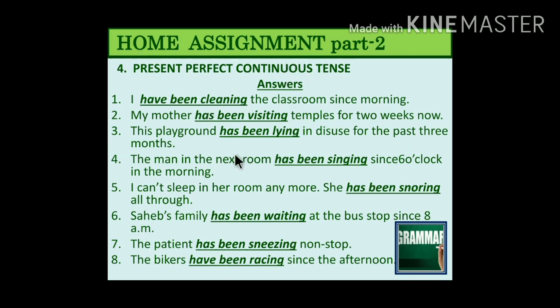So how are you going to implement these rules in solving your gap filling or editing questions? You are going to check the whole paragraph, exactly what type of tense has been used in the whole paragraph while doing the gap filling. That's the reason you have got the questions also in connectivity. It is a paragraph, it is not an independent sentence. So you've got to check the tense, and accordingly you've got to follow the rules. So for present perfect continuous tense, have been cleaning, has been cleaning, has for singular and have for plurals. Has been lying, has been singing, has been snoring, has been waiting, has been sneezing, and have been racing. Please take a snapshot to record your answers.